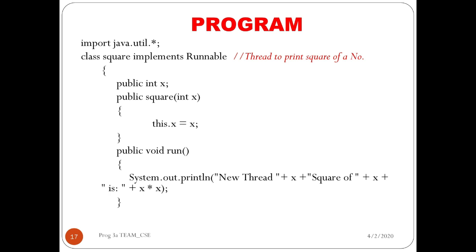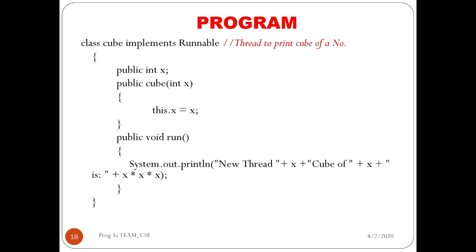Next, we will use the run function. The run function displays one message: new thread, x is equal to square of x. The square of x value will be x into x, which gives the square value. The run function calculates the square value of x and then displays the value of x. Next slide please. This is the end of the Square class.